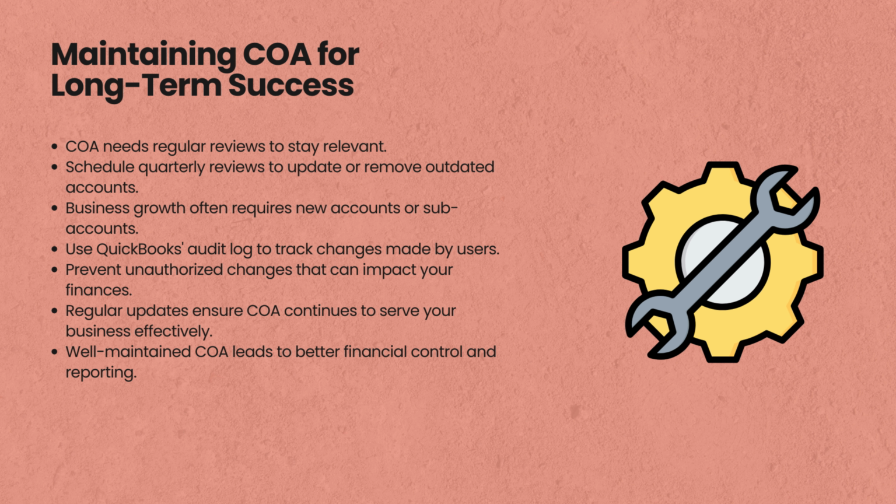Schedule quarterly reviews of your COA to ensure it's still meeting your needs. As your business evolves, so should your accounts. During these reviews, check for any accounts that might be obsolete or any new categories that should be added based on your business activities. And if you have multiple users accessing QuickBooks, consider using the audit log to track changes made to your COA. This can help you catch any unauthorized changes and prevent potential mistakes before they snowball into bigger issues.